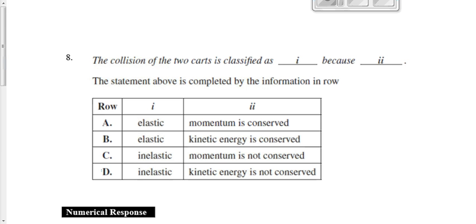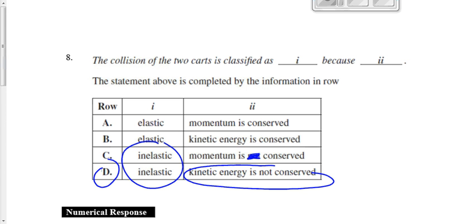Inelastic. We know it's inelastic. And why do we know? What happens in an inelastic collision? Kinetic energy is not conserved. Is momentum conserved? Yes, it is. Momentum is conserved. Kinetic energy is not conserved because it's inelastic.